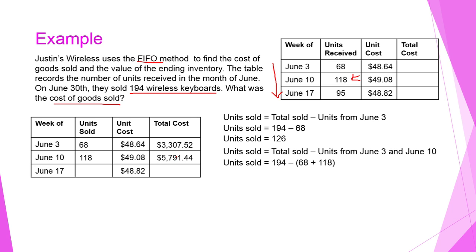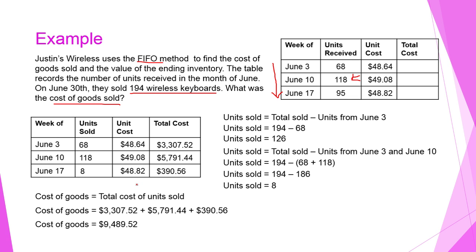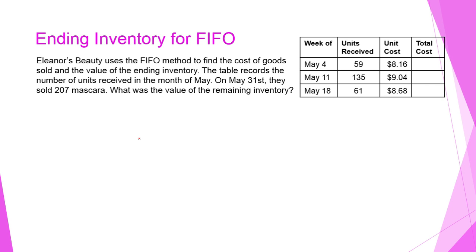Now we are left with only 8 keyboards. That 8 comes from the last date, which is June 17th. So 8 times $48.82 gives us $390.56. What we need to do now is add them together. So the cost of goods sold is $9,489.52 from the 194 keyboards we sold. Alright, next one. This time we're looking for the value of remaining inventory.